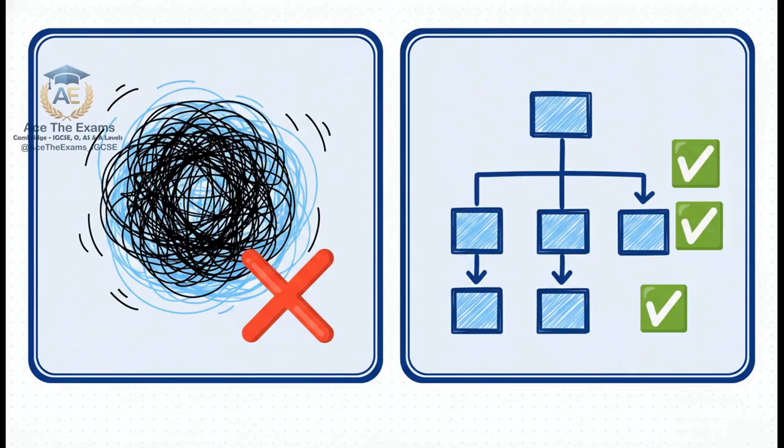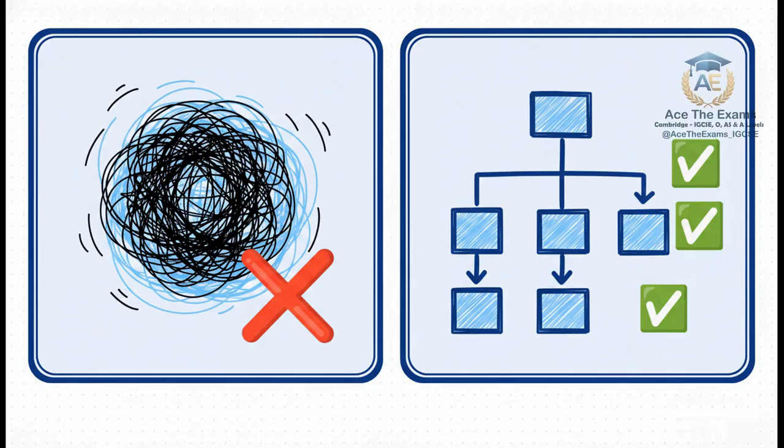This structure is exactly how you turn a measly 2-mark answer into a full 5-mark answer.